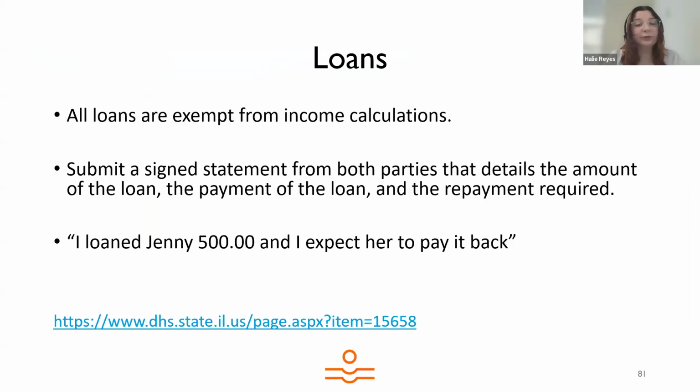Okay. So loans. Loans are different than cash gifts. All loans are exempt from income calculations. So someone can submit a signed statement from both parties, the person who is applying and the person who has loaned them the money, that will detail the amount of the loan and state that repayment is required. This can be as simple as what we've stated here: I loan Jenny $500 and expect her to pay it back. So just an example.